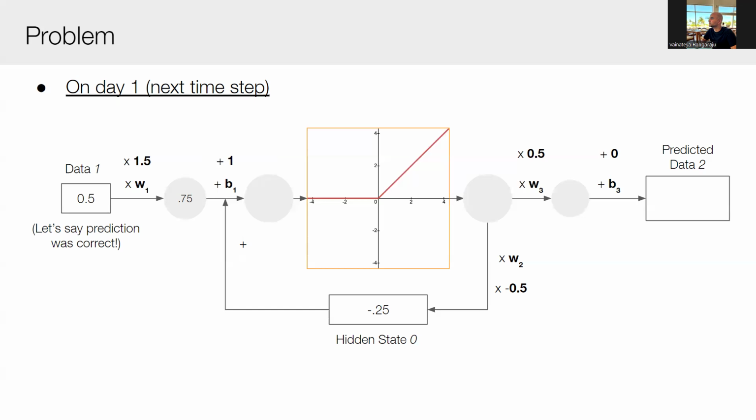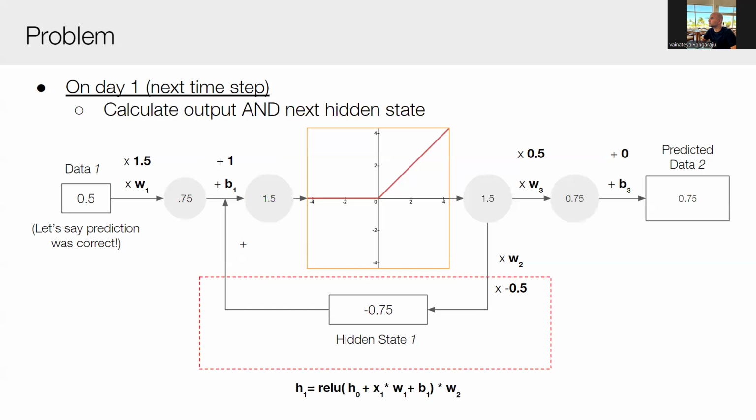Okay, cool. So the next time step through, crucially, after we add 1 to the bias B1, we're going to add -0.25 to it. And then we're going to get our pre-activation value. And then this value is what's going to pass through an activation in the second time step. And then we're basically going to get a new predicted data for day 2.